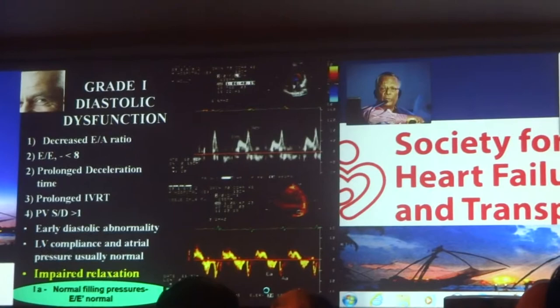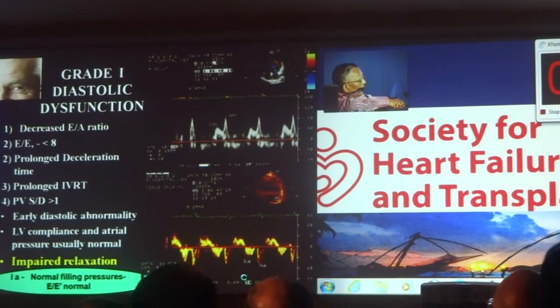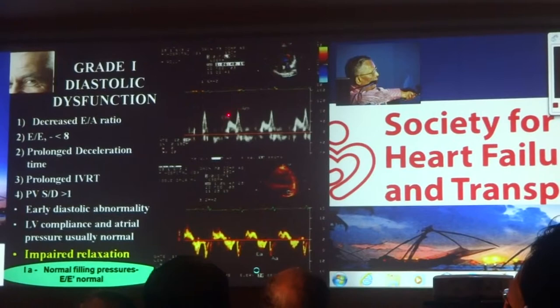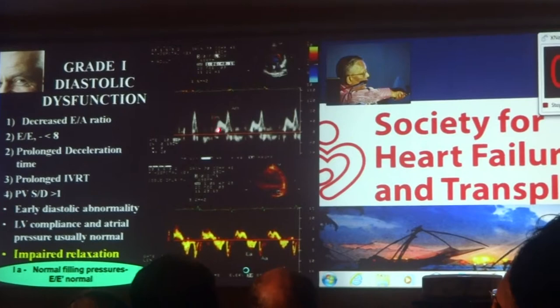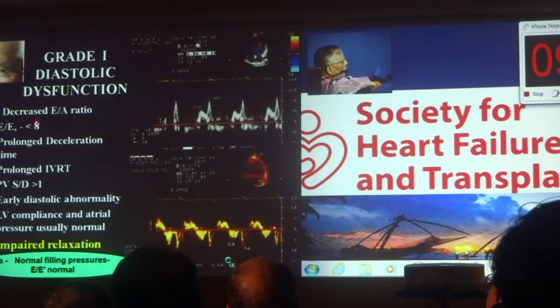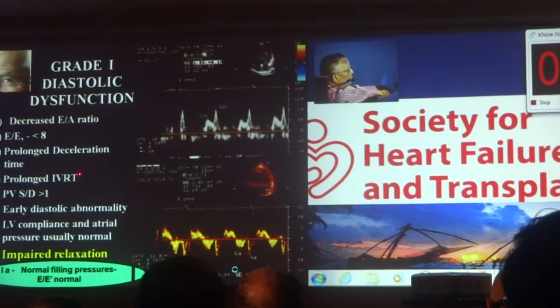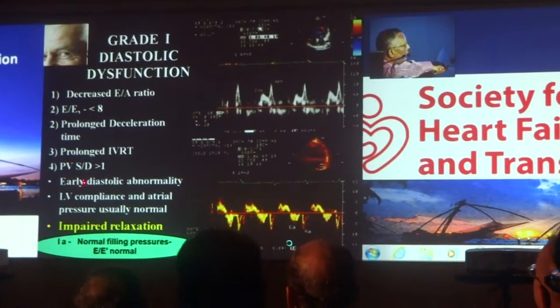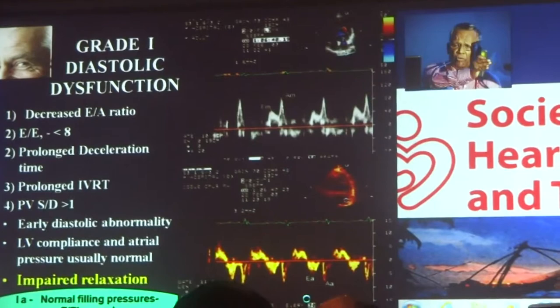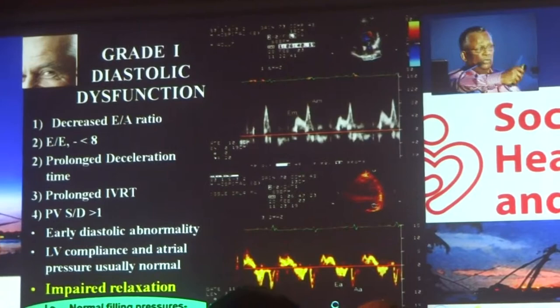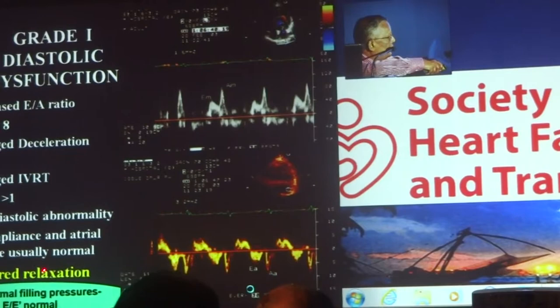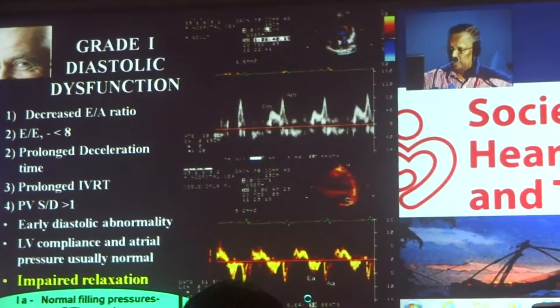However, his diastolic function showed the E wave has become smaller than the A wave, and the deceleration slope has become longer. And you find decreased E by A ratio, E by E prime continued to remain normal, prolonged deceleration time, prolonged isovolumic relaxation time, pulmonary venous systolic by diastolic more than 1. You have early diastolic abnormality. Very much in relation to his age, there is a relaxation failure. LV compliance and atrial pressure are usually normal, impaired relaxation, normal filling, and E by E prime is normal.